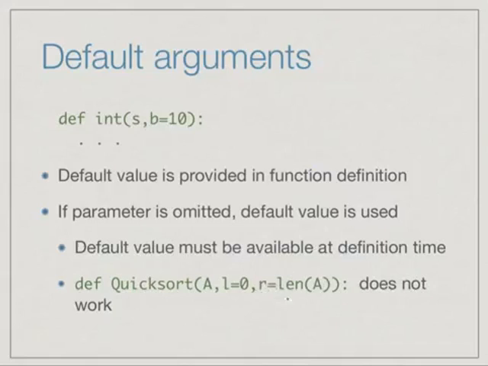Now the problem is that this quantity, the length of A, depends on A itself. So when the function is defined, there may or may not be a value for A. And whatever value you have chosen for A, if there is one, that length will be taken as a default. It won't be dynamically computed each time you call the function. So this does not work. So when you have default values, the default value has to be a static value which can be determined when the definition is read for the first time, not when it is executed.